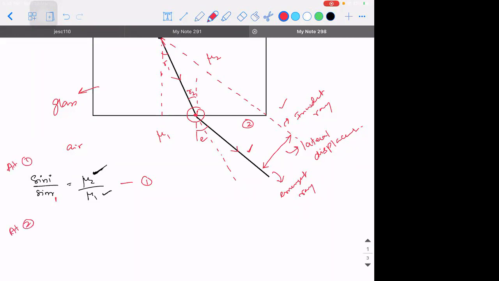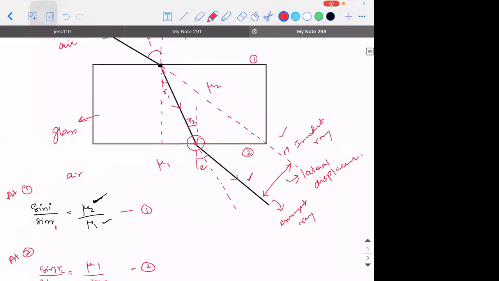At boundary 2, how do I apply Snell's law? Sin R2 divided by sin E is equal to mu1 by mu2. Very good. Now the relation between R1 and R2. Think and tell me.